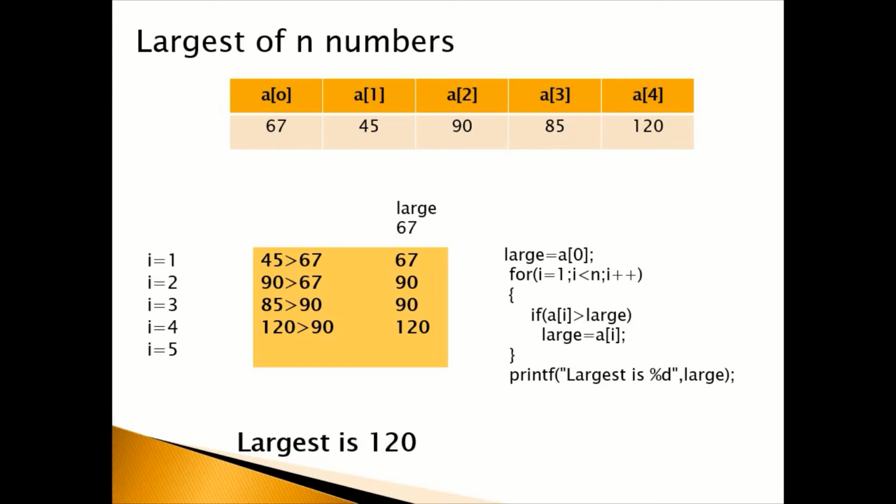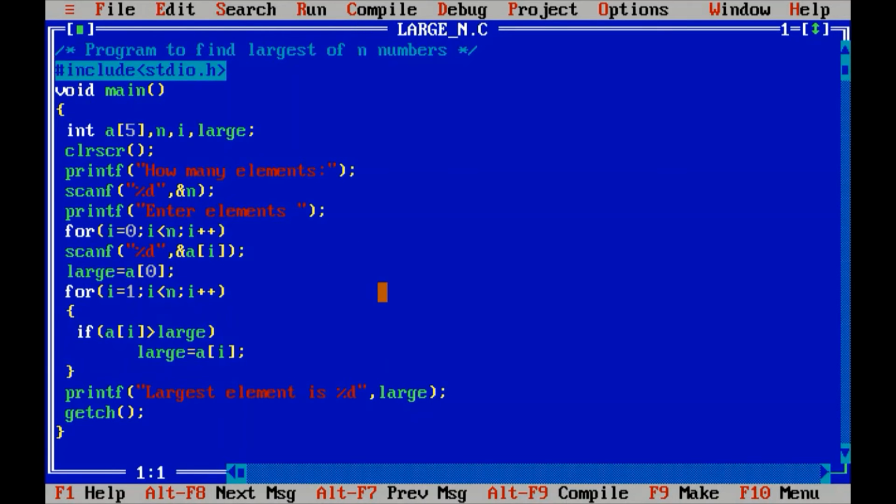Let us design this program in Turbo C. This is the program to find the largest of n numbers. Initially we have the comment, then #include stdio.h, void main. Here we have declared an array with size 5, which indicates that array A can store maximum 5 values. The size can be any number here. N is to store the size. I is required for the index, and the large variable is required to store the largest value.